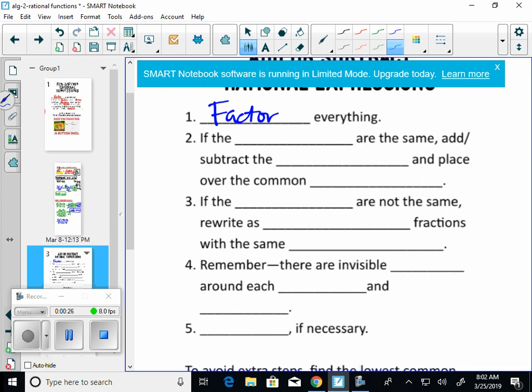And since we're dealing with rational expressions, that means we have something that looks like a fraction. So if the denominators are the same, we'll treat it like a fraction. If your denominators are the same, you just add or subtract the numerators and place it over the common denominator.